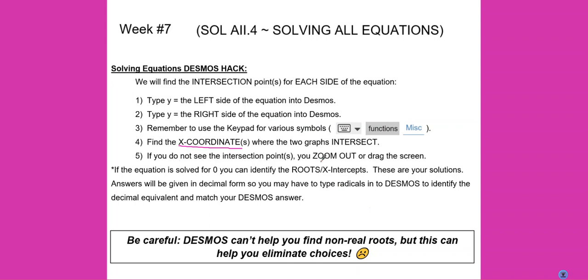If we don't see an intersection point, we're going to zoom out to look for one, although there is a chance that they don't intersect, which means our equation has no solution. If it's already solved for 0, you're looking for the roots or the x-intercept. Sometimes it's going to give us decimal answers that we might have to check with some radicals or fractions. The one thing we need to be careful of is Desmos can't help with non-real roots. Anything with an i in it, Desmos isn't going to do because it only deals with real numbers. But we can at least narrow down some answer choices that way.